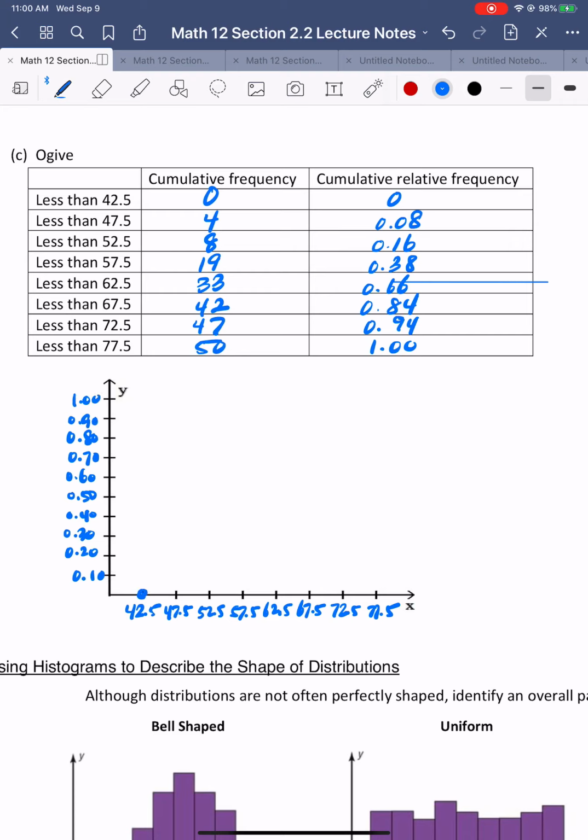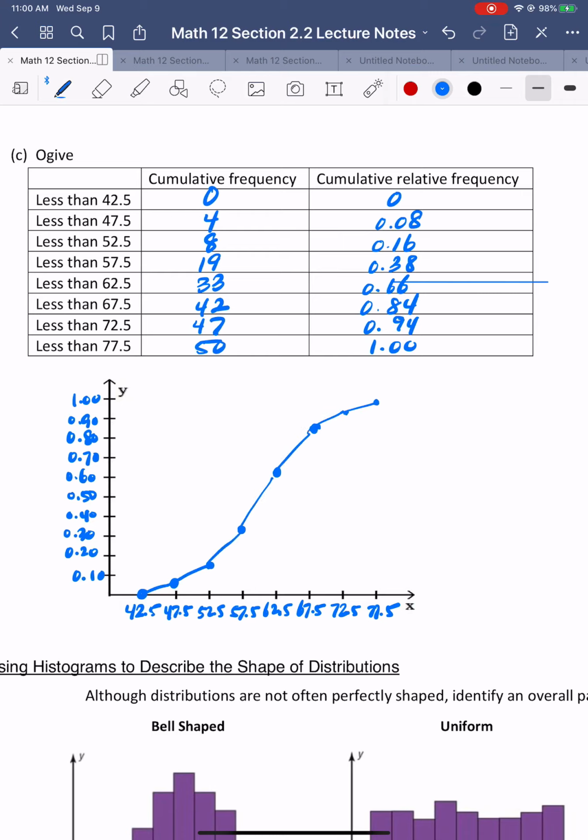So starting from the 0, 47.5 is 0.08. Oh, sorry, here, what am I doing? 52.5 is 0.16. And then 0.38, 0.66, 0.84, and 0.94, and 1.0. Okay. So that's the ogive.